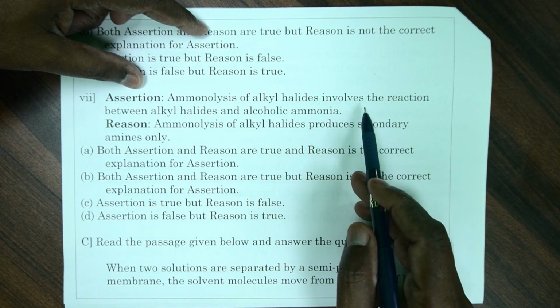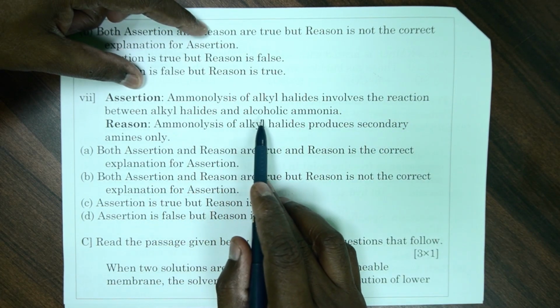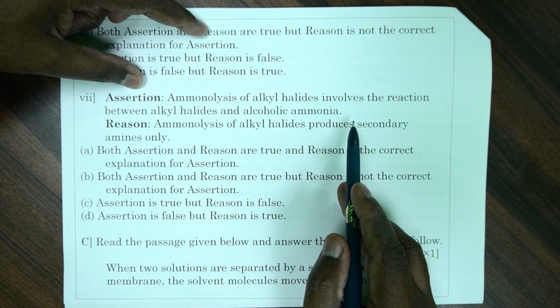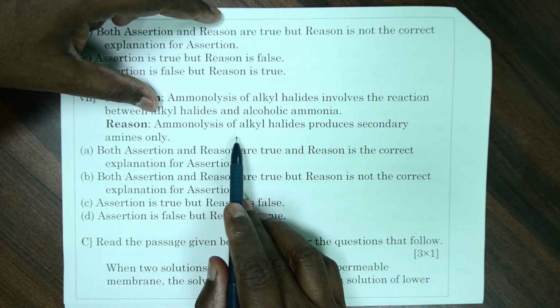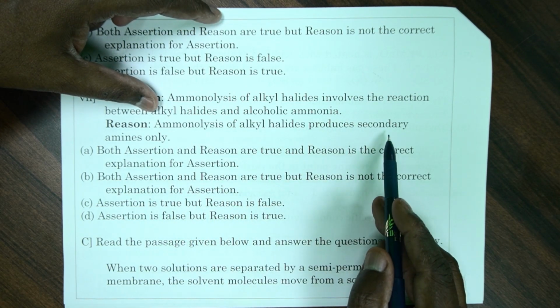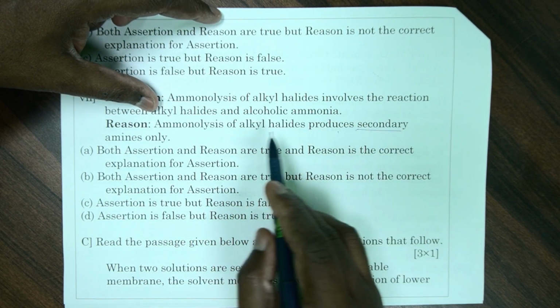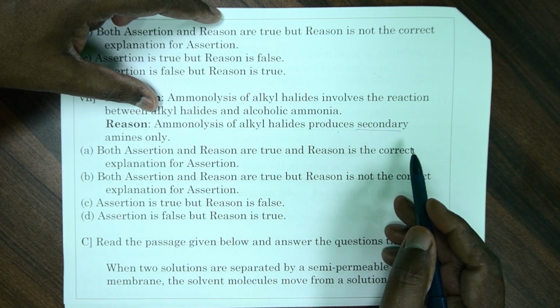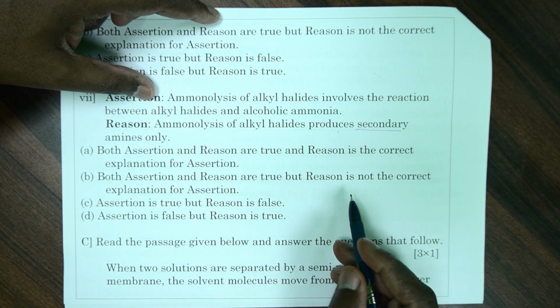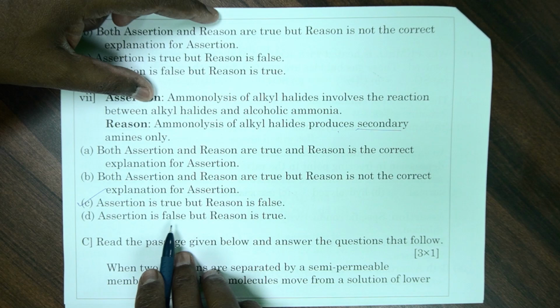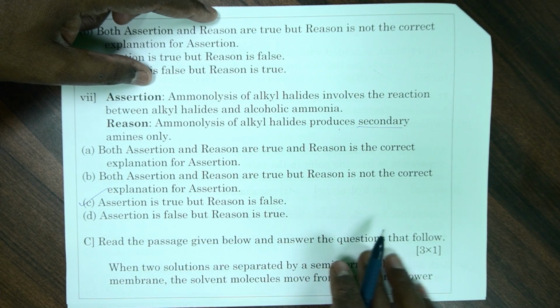Ammonolysis of alkyl halides involves the reaction between alkyl halides and alcoholic ammonia. This is the assertion. The reason given is that ammonolysis of alkyl halide produces secondary amines. So no, this is not correct. It does not produce secondary amines only. So we can go to option C. Assertion is true but reason is false.